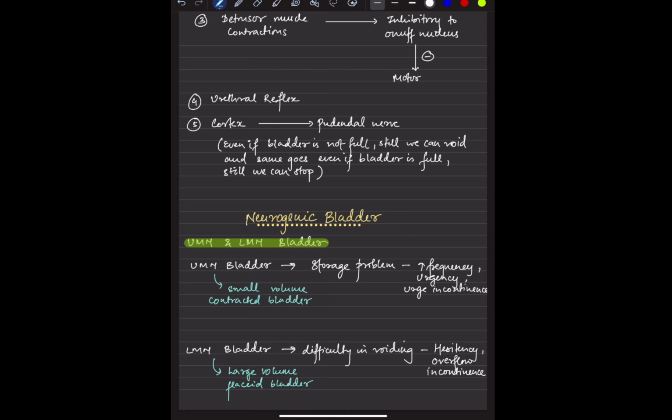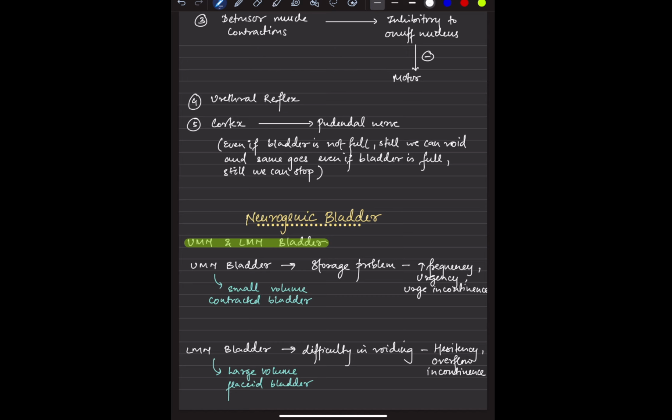That means sometimes you have to go out, and you feel that there won't be any washrooms over there. So you say let's just micturate and then we can go out. In a similar way, if you want to void when the bladder is not even full, you can void. And when you do not want to void, even when the bladder is full, then you can hold it. It is because of this cortex to the pudendal nerve, the Bradley loop component, that is responsible for this.